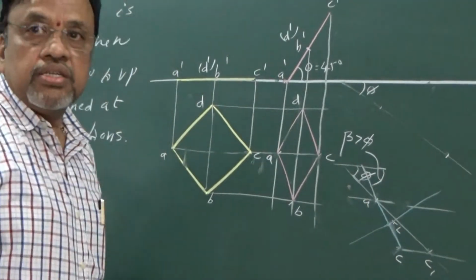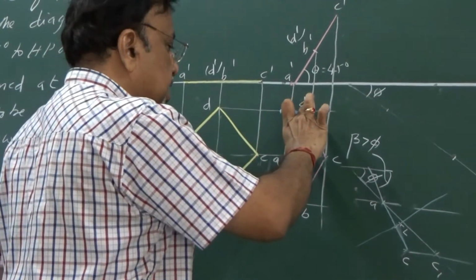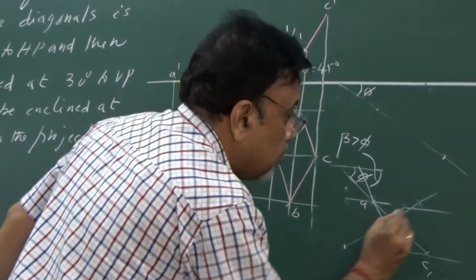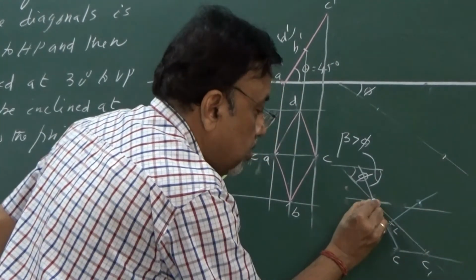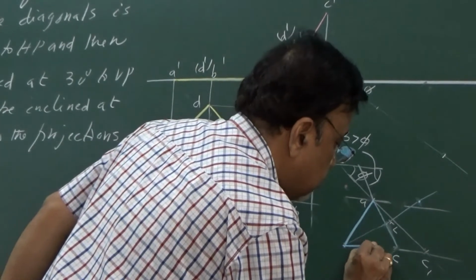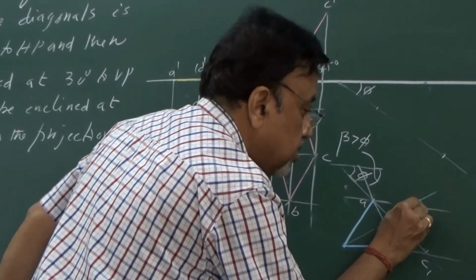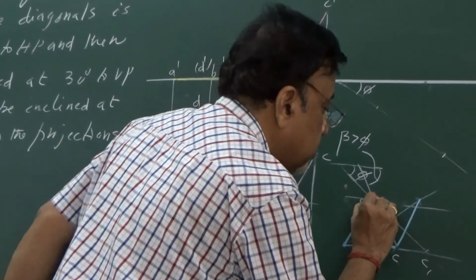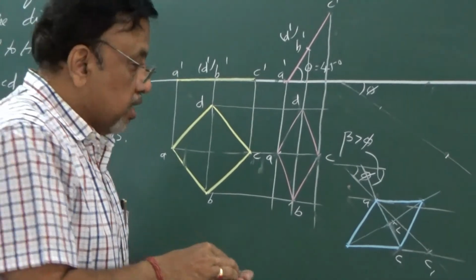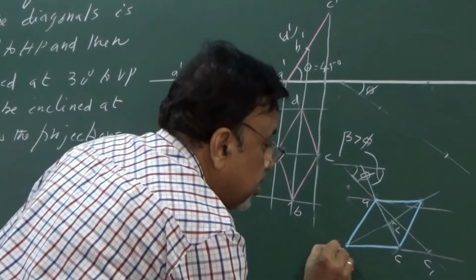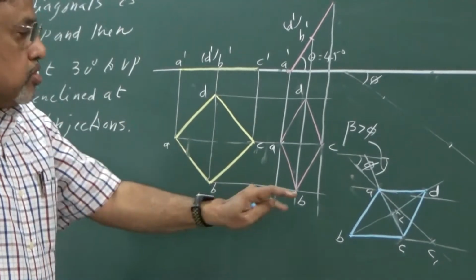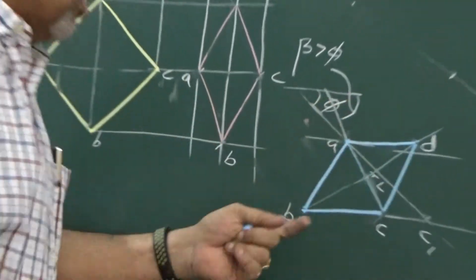So get that line. Then I am going to just transfer these distances, one side and on this side. So I am going to get this particular figure. So I can say A to B, B to C, C to D, D back to A. Is it okay? So A, B, C, D.